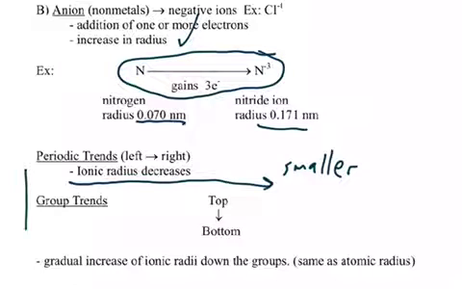As far as the group trend, the same thing happens. As you know, going down, atoms plump up. They get bigger because there are more energy levels. So as you go down a group, whether it's atomic radius or ionic radius, the atoms will increase in size.